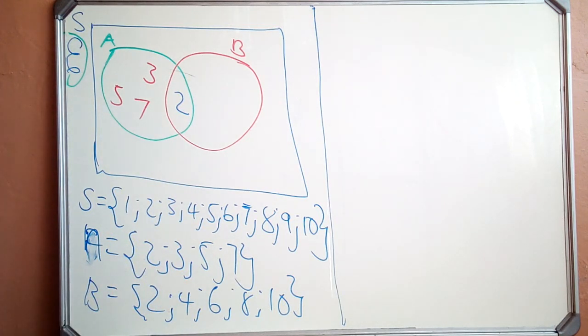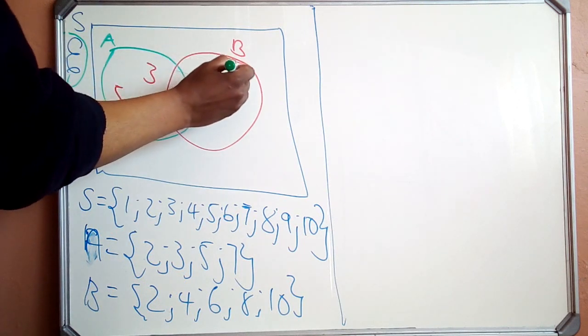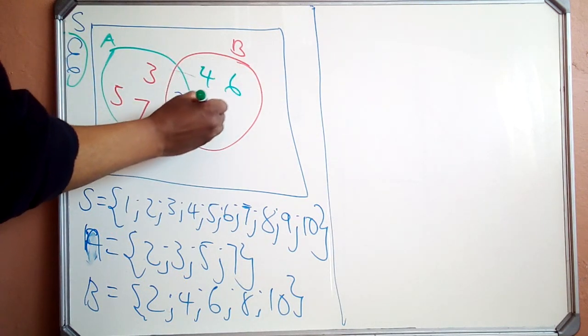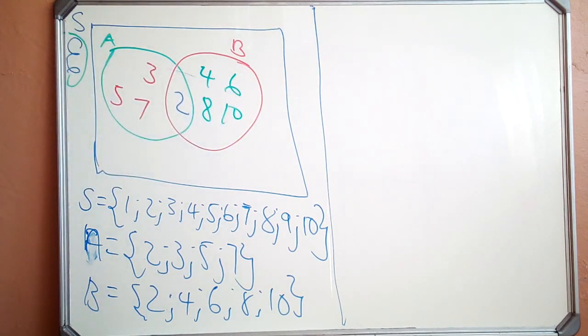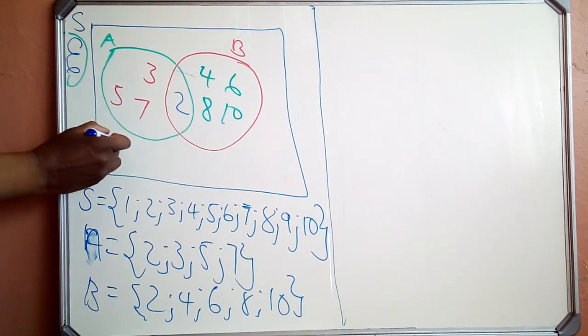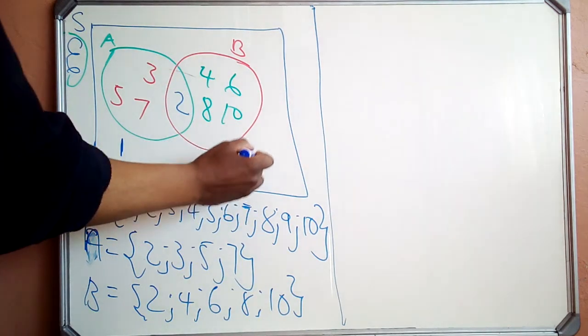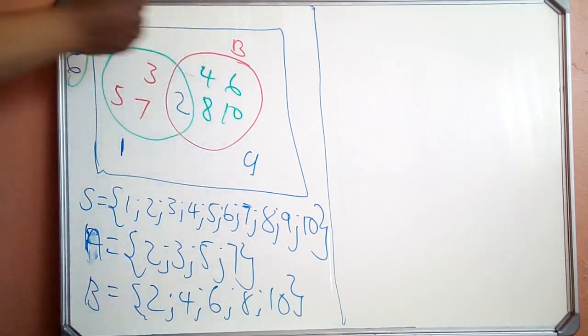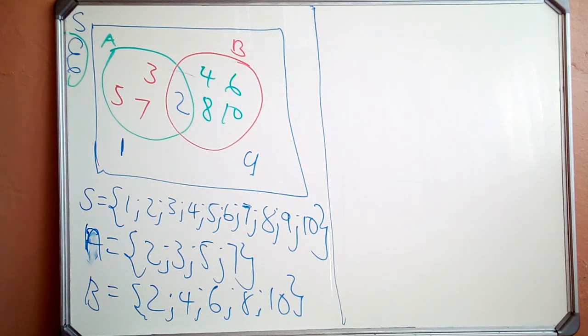Okay, so then we will look at the others in B. We've also got 2, 4, 6, 8, and 10. But we still have two numbers that are not accounted for there, 1 and 9. Meaning that 1 and 9 are still in the sample space, but they are not part of A nor B. So we put our 1 and 9 in the sample space, but not in either A or B.